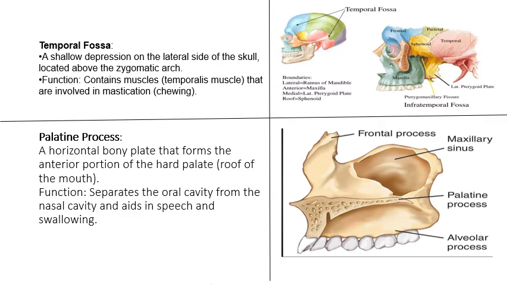Then we will understand what the palatine process is. The palatine process is basically the bony palate that forms the anterior portion of the hard palate. This structure separates the oral cavity from the nasal cavity, and it helps in speech and swallowing.